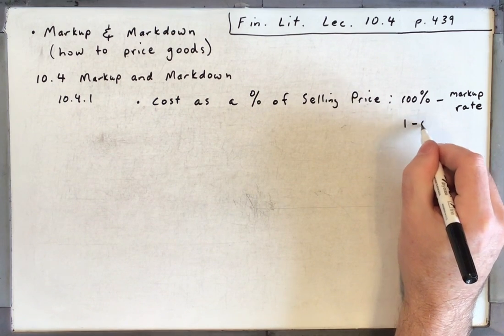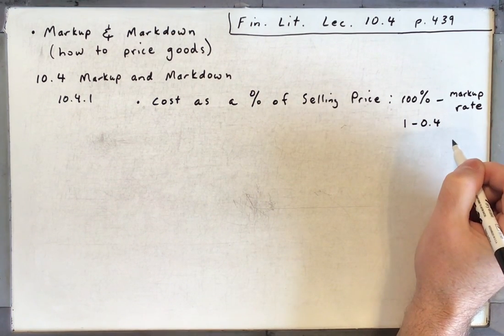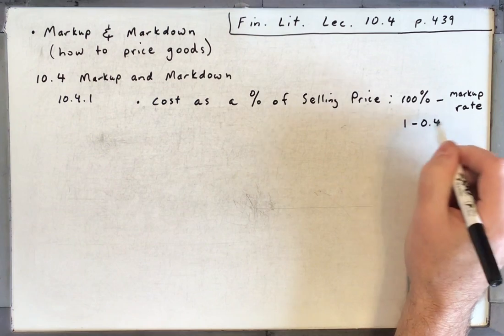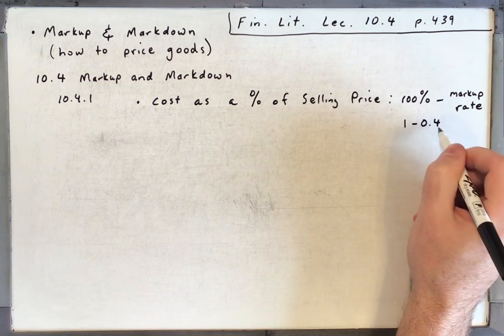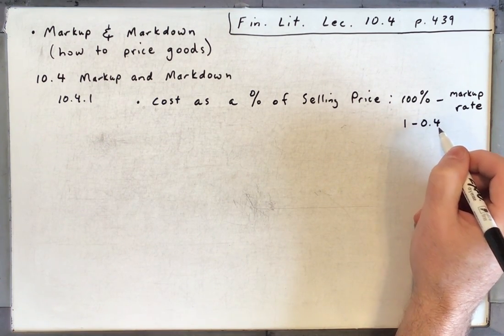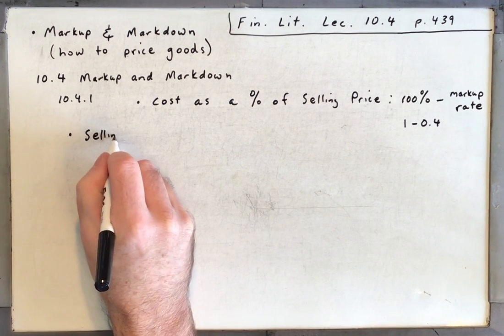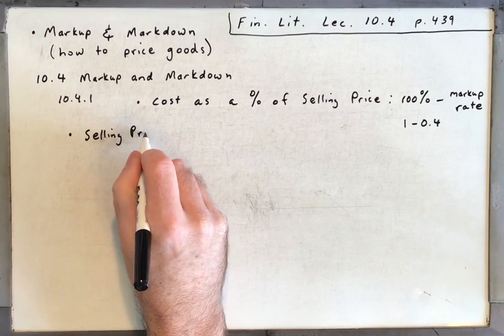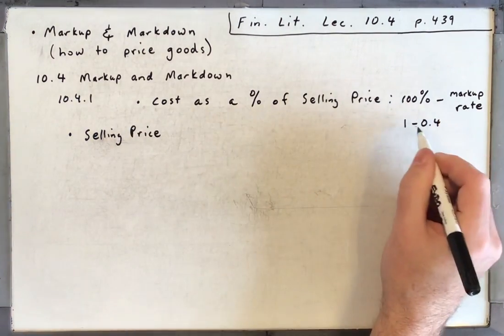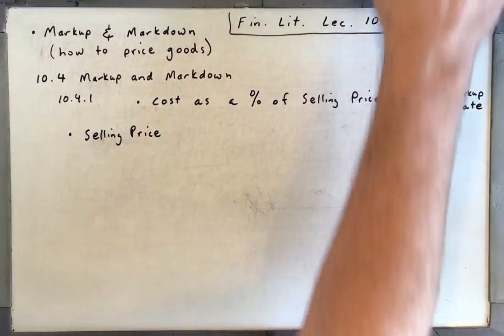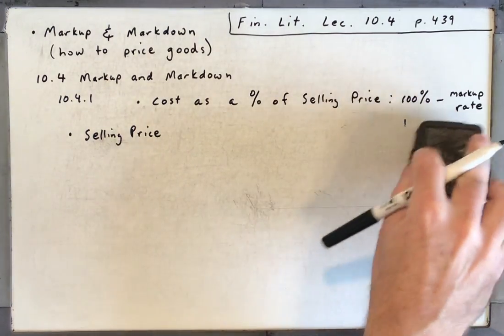For example, if the markup rate is 40%, it would be 1 minus 0.4. We'll express it as a decimal, so 100% is 1, and 40% would be 0.4. You don't have to write that 1 minus 0.4 down. That was just me describing what we would be doing.